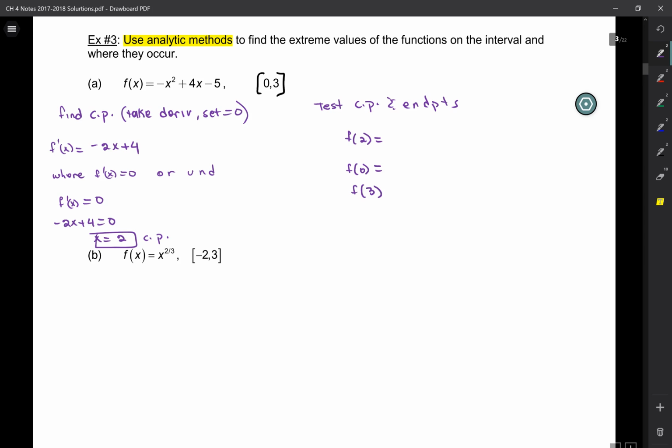Why? We already found f of 0. No, we set f prime of x equal to 0. So for f of 2, remember, we're not going to plug it into the derivative. We're going to plug it into the original function.